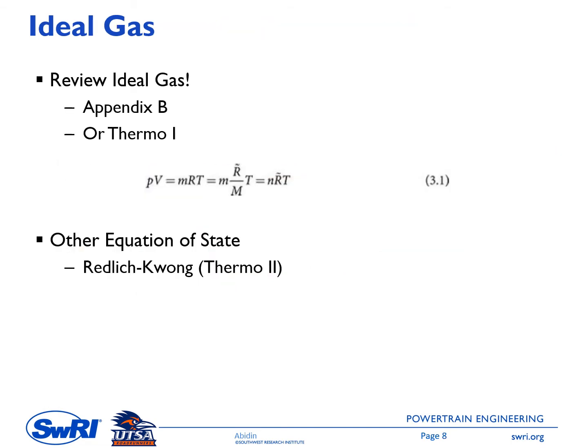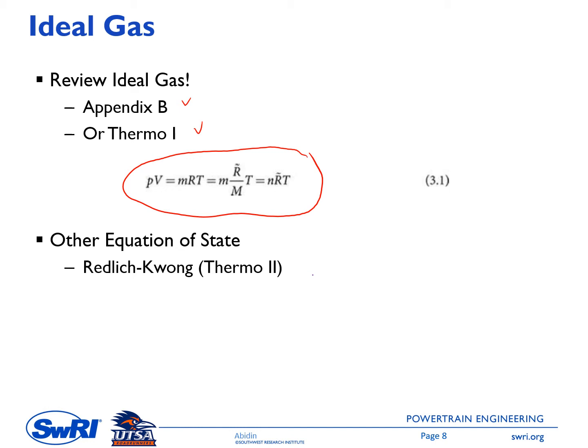Next one is ideal gas. I suggest you review Thermo 1. I believe in chapter 3 there is one subtopic about ideal gas. Please review it. Or if you have this reference book, go to Appendix B. There is one appendix talking about ideal gas. And equation 3.1 is one of the forms of the ideal gas equation of state: PV equal to mRT.